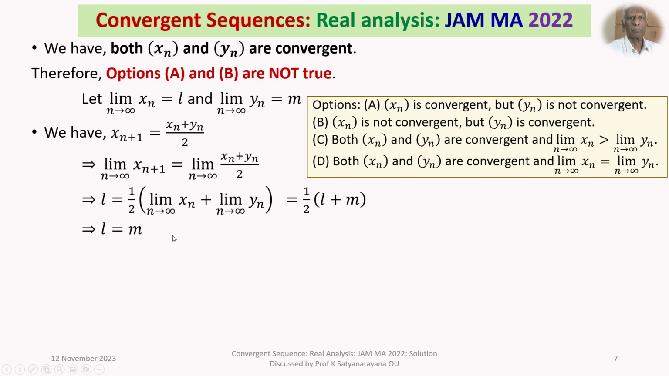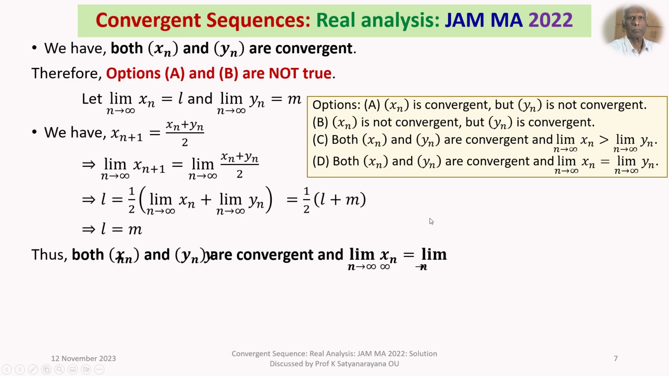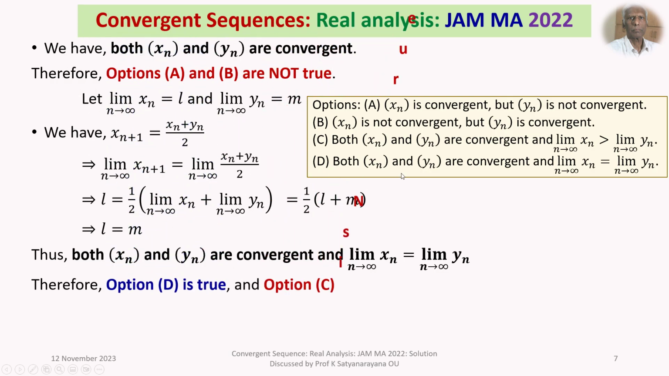That means they converge to the same limit. So both sequences xn and yn are convergent and converge to the same limit, that is, the limit of xn equals the limit of yn as n tends to infinity. So look at your options. Thus option D is true and option C is not true. So the answer to this question is option D: both the sequences are convergent and converge to the same limit.